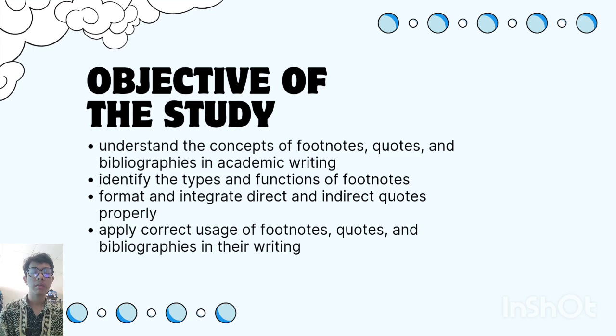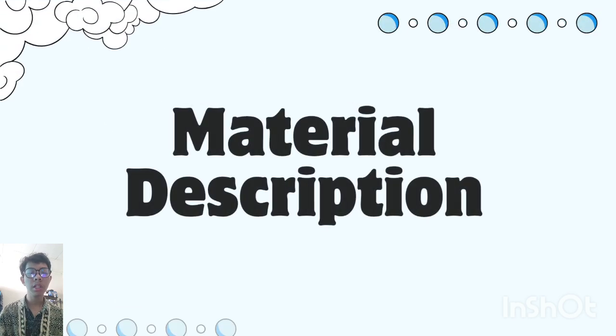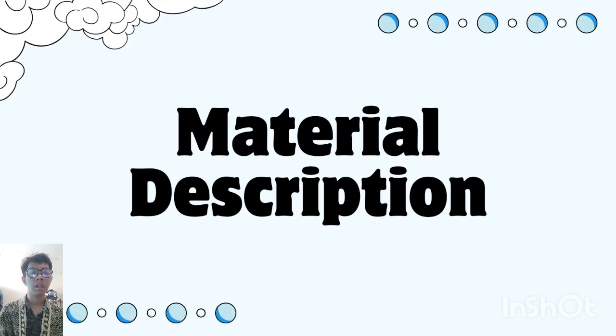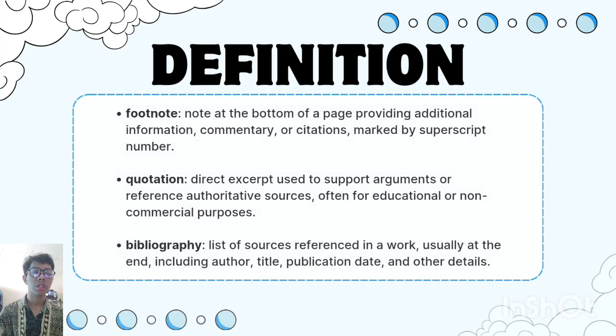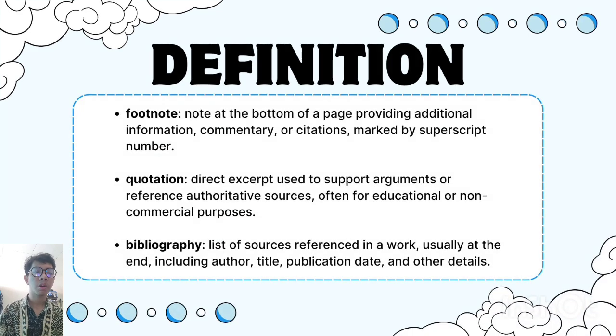So, next slide. The material descriptions. So, the first is definitions. First, footnote. A footnote is a note at the bottom of a page providing additional information, commentary, or citations, marked by a superscript number. The second, quotations.